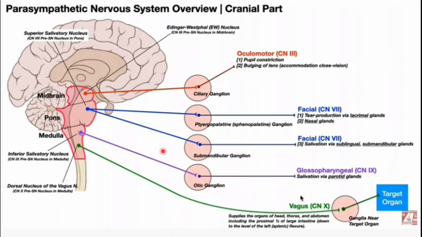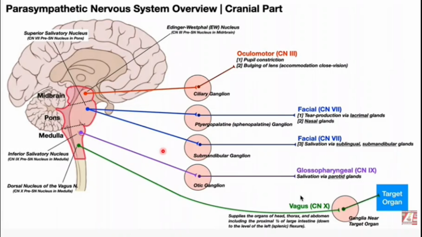And similarly, in the case of the parasympathetic nervous system, we also have ganglia. In the parasympathetic nervous system, the ganglia are usually very small, and they are also lying very near or within the body organs. And so therefore the parasympathetic ganglia are also known as the terminal ganglia or the intramural ganglia.